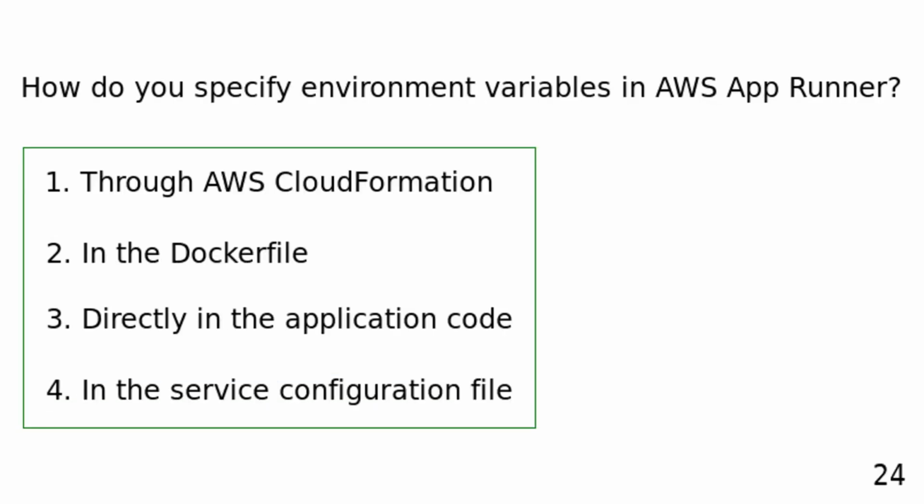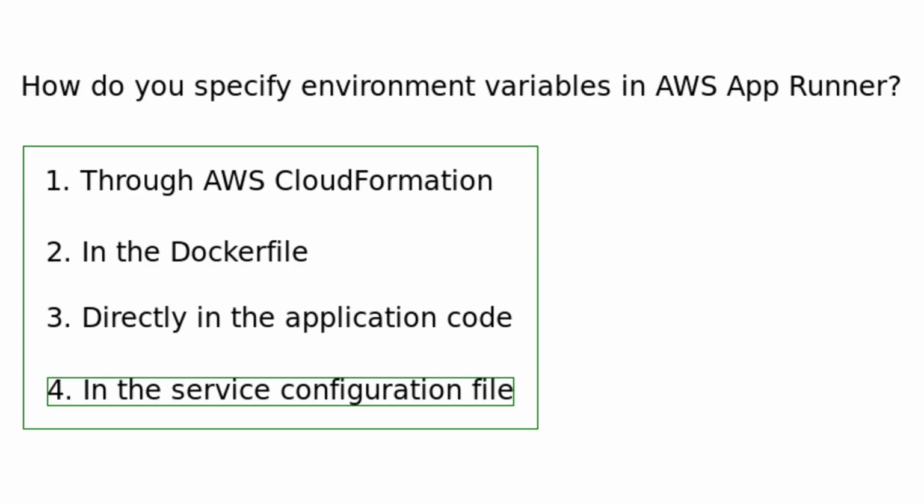How do you specify environment variables in AWS App Runner? Through AWS CloudFormation. In the Docker file. Directly in the application code. In the service configuration file. Environment variables are specified in the AWS App Runner service configuration file, allowing dynamic configuration of application settings.